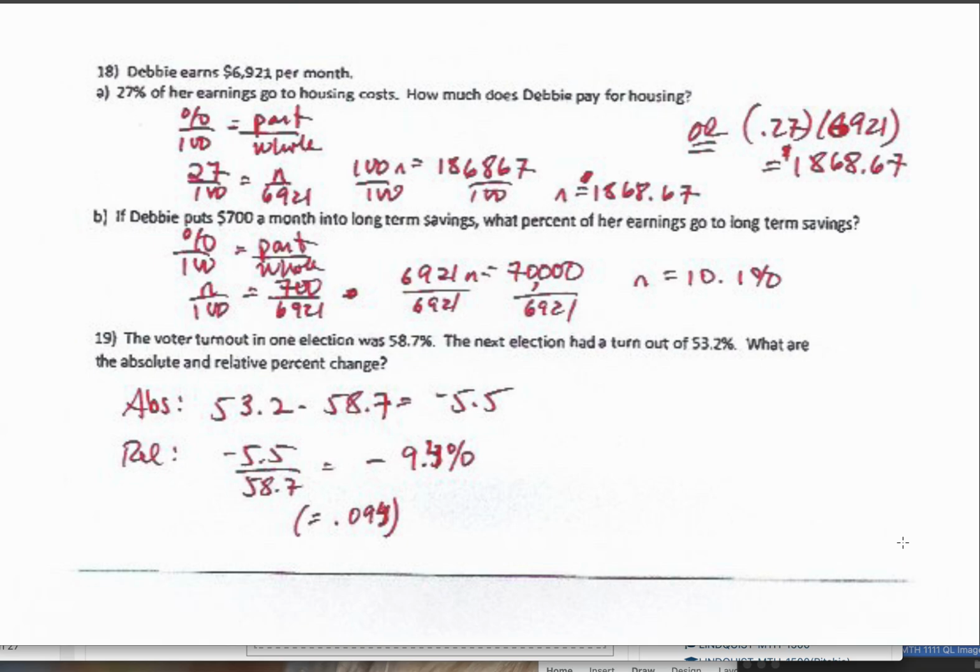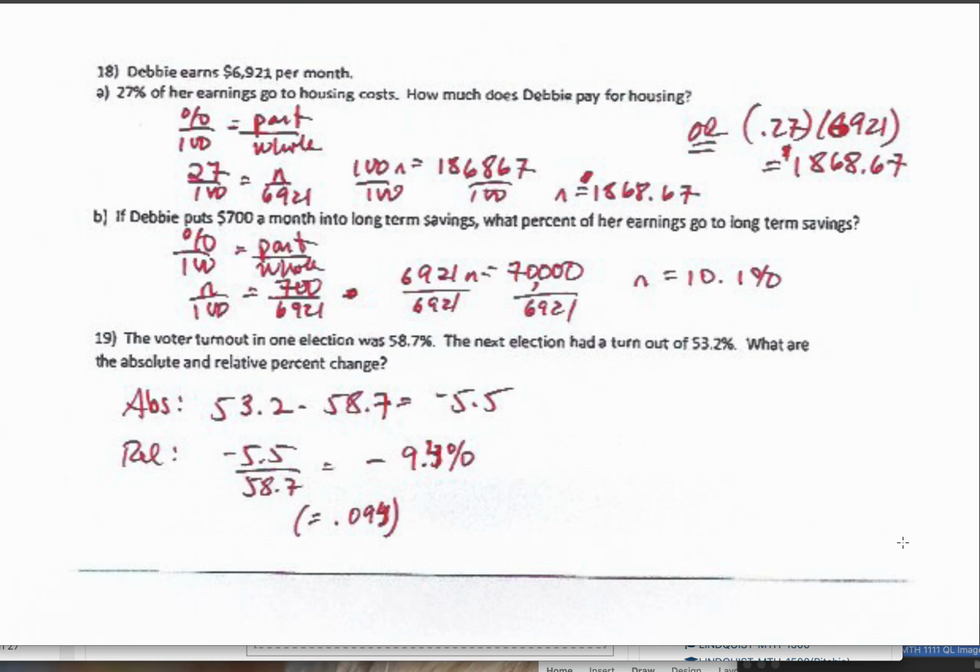Part B, if Debbie puts $700 a month into long-term savings, what percent of her earnings go to long-term savings? Well, you want to find out the percent. So it's percent over 100, N over 100, looking for that percent, is the part over the whole. And the part is 700 out of the 69.21. Cross multiplying, I get 69.21 N equals 70,000. Dividing by 69.21, and I get N is 10.1%, which is a really great way to have a fantastic future.